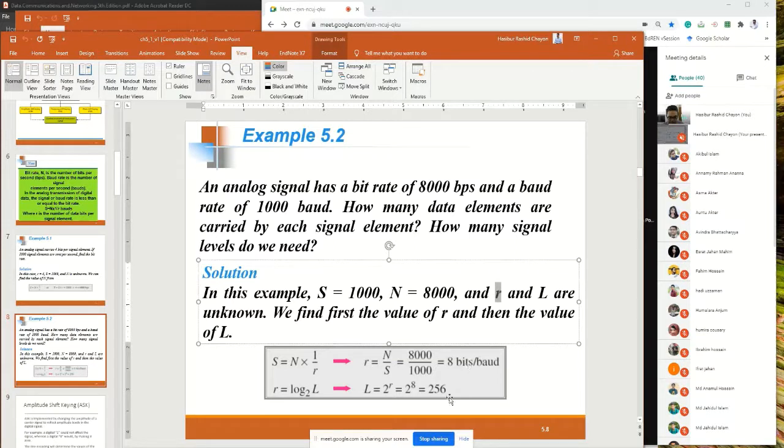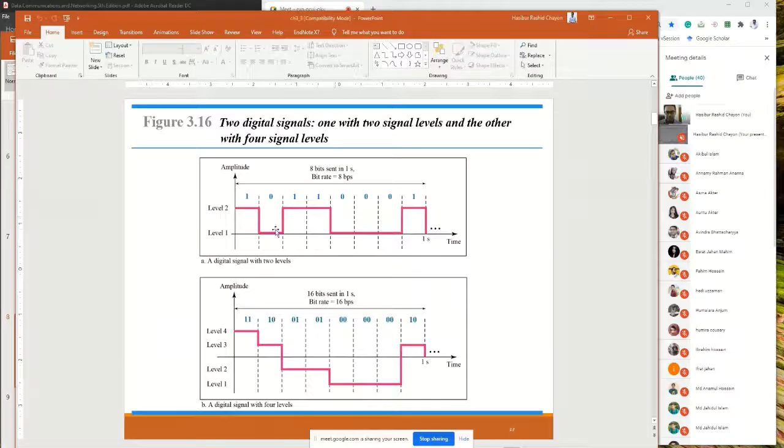That is r. So whenever we know r, we need to find out the L. Very simple. r is equal to log base 2 L. So if you do the normal calculation, it will be 256. That means we need 256 levels to represent this data, because we have 8 bits per signal element. We have S equal to 1000 and N equal to 8000. In that case, we need 256 different types of levels. Like we have 2 levels only, or 4 levels only, like this we have 256 levels. Fine.